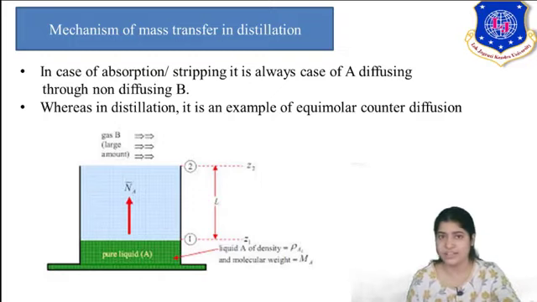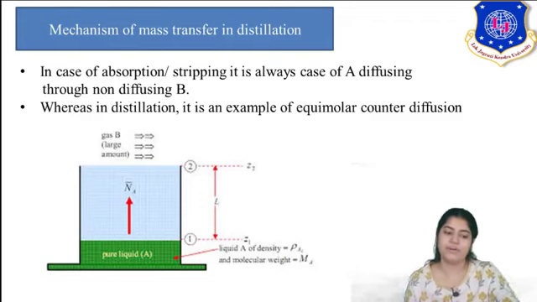But that is not the case in distillation. Distillation is an example of equimolecular counter diffusion, that is, both the entities will move towards each other. You can see from here, A is moving into non-diffusing B, where B is simply gas. B is not diffusing. Only A is moving towards B. So this is the case which happens in absorption and stripping.